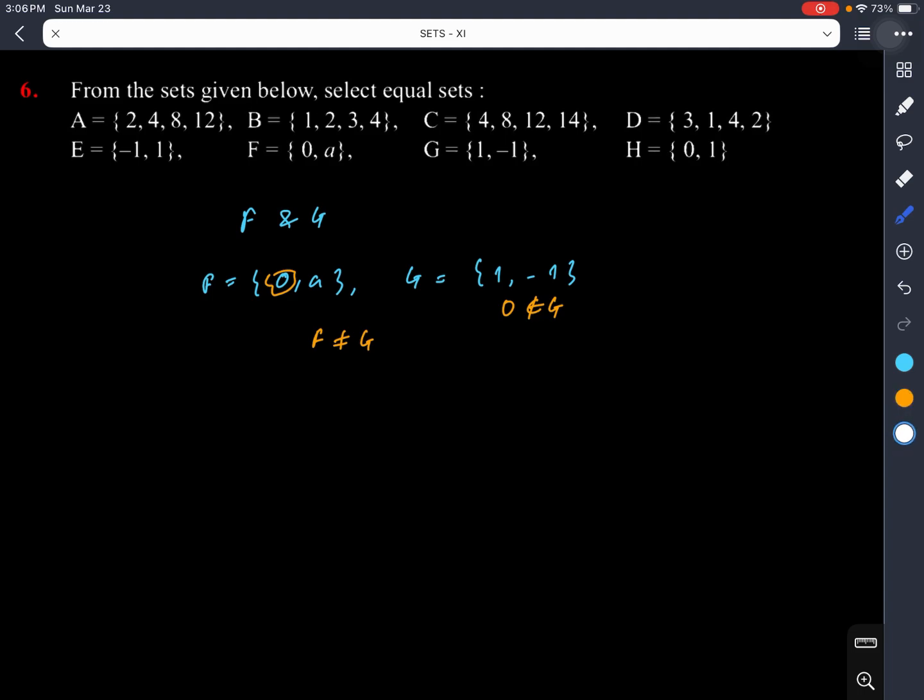Now let us take sets F and H. F has elements 0 and A, while H has elements 0 and 1. So here we can observe that A is an element of F, while A does not belong to H. So these two sets are not equal.